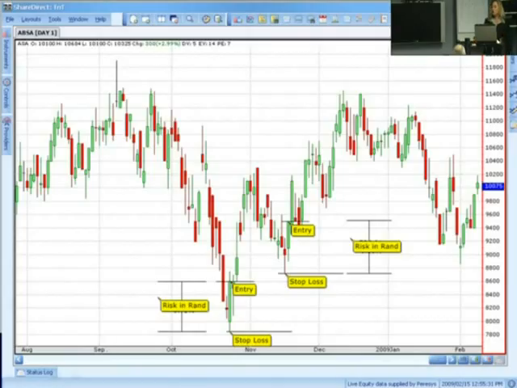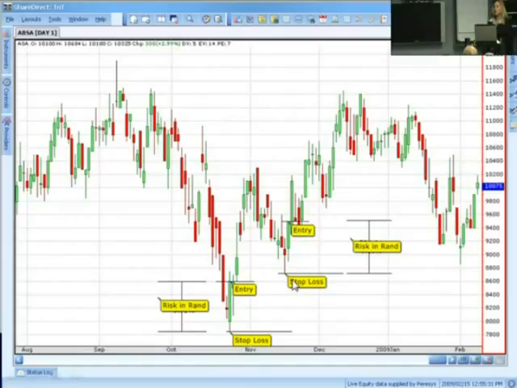Here's an example of how we look at the risk on the actual share itself. Here's a daily graph on ABSA. Let's say, for example, we got an entry at that level. We put our stop loss at that low. Okay, it's the lowest low at the bottom. So the difference between the entry and the stop loss is our risk in rand terms. Okay? There we found ourselves another entry. We put our stop loss at the recent low.